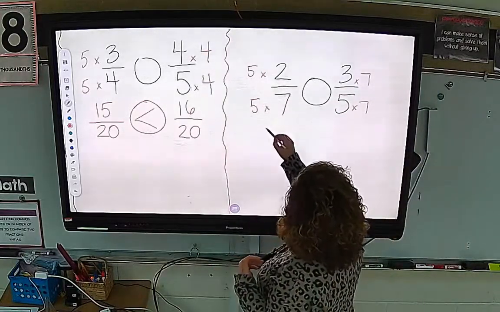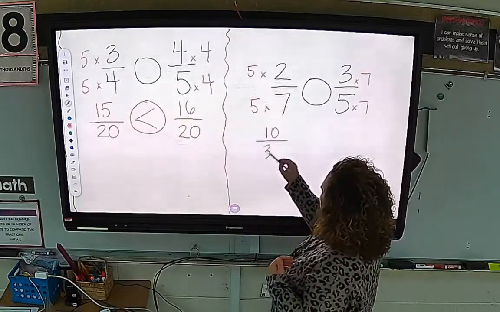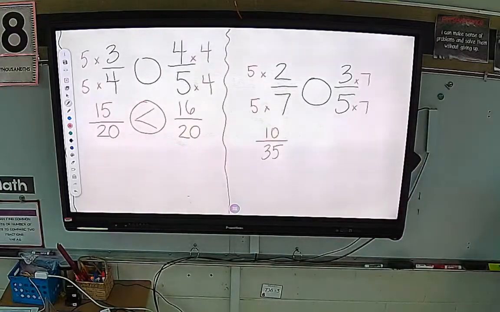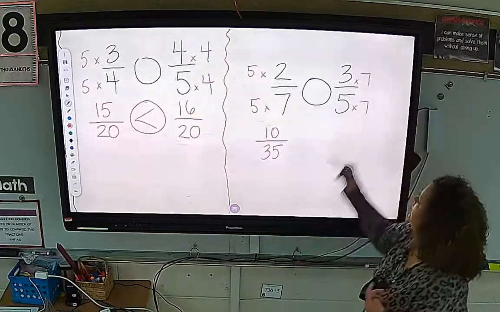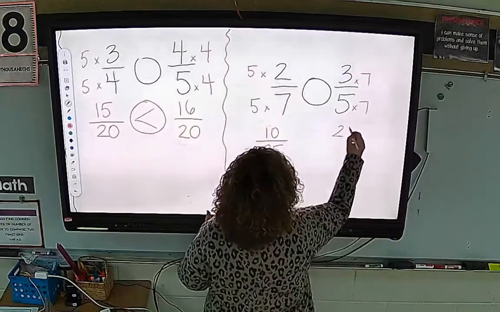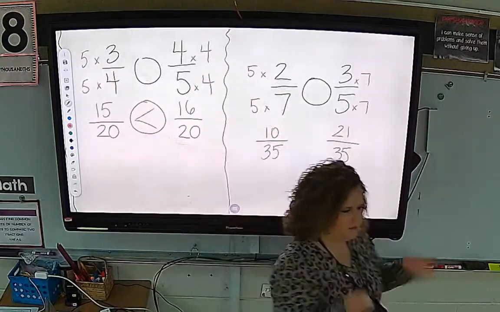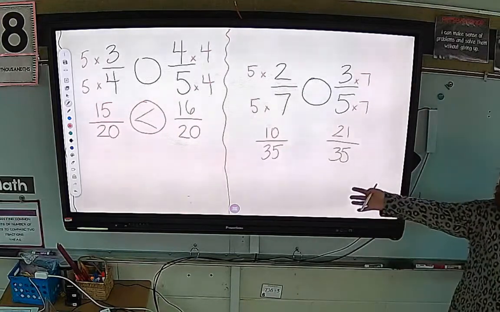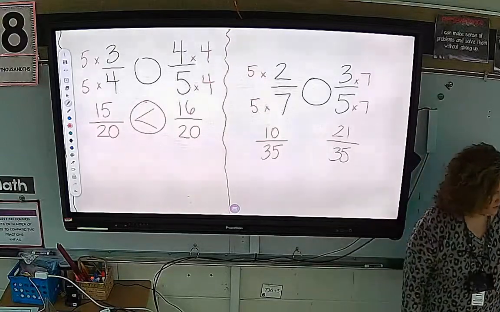So 5 times 2, 10. 5 times 7. Now look at that denominator. That's huge. Okay. If I had to cut my pizza in 35 pieces, they'd be pretty small. Over here, we've got 21 on top and 35. But the whole point was to get the same denominator, no matter how big it is. To get the same denominator. Because now I can look at those and I definitely know which one is larger.